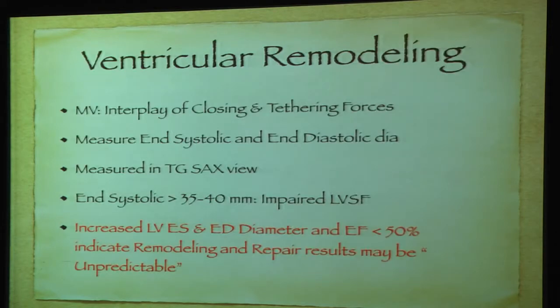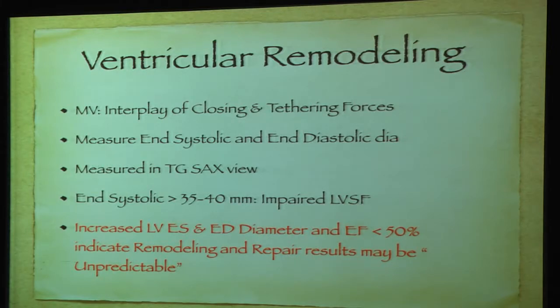We're going to go over these three things here. Remember that the mitral valve closure is basically an interplay of two forces, right? There are the closure forces and there are tethering forces. When the tethering gets really bad, the closure gets affected, and that's when the MR happens. How do we check for ventricular remodeling? Well, we measure the end systolic and end diastolic diameter.